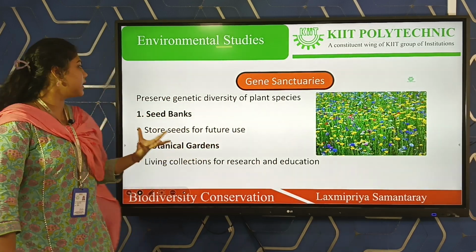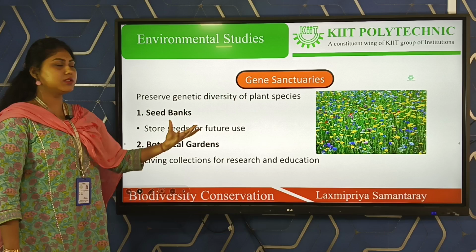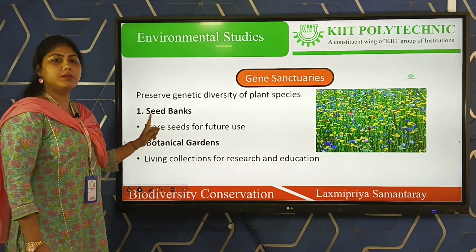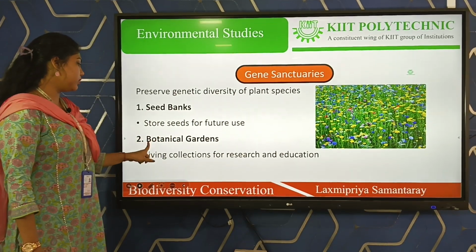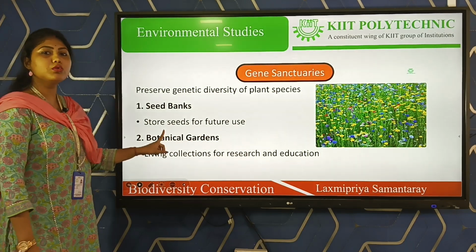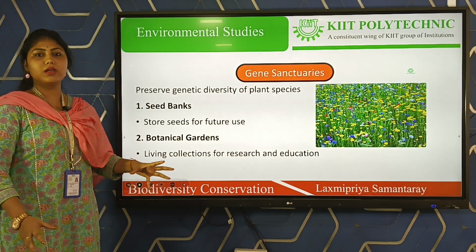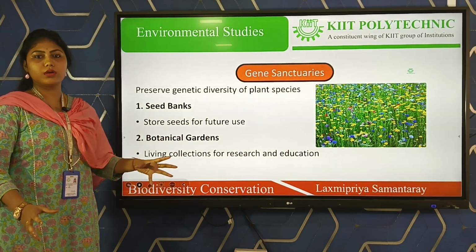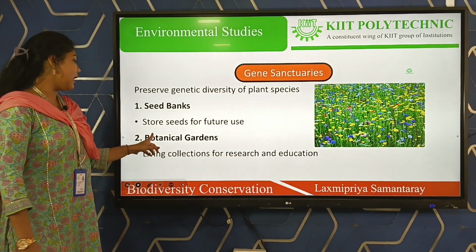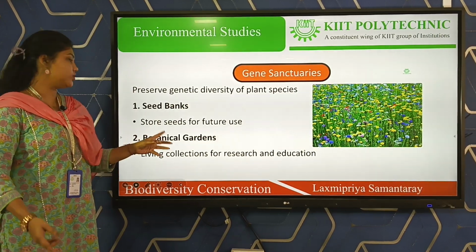So next one is gene conservation. Gene conservation means it is a process to preserve the genetic diversity of the plant species. It may be your seed banks, it may be your botanical gardens. It means we have to create all these things, seed banks. We have to collect them, and store them in a natural environment for future uses.